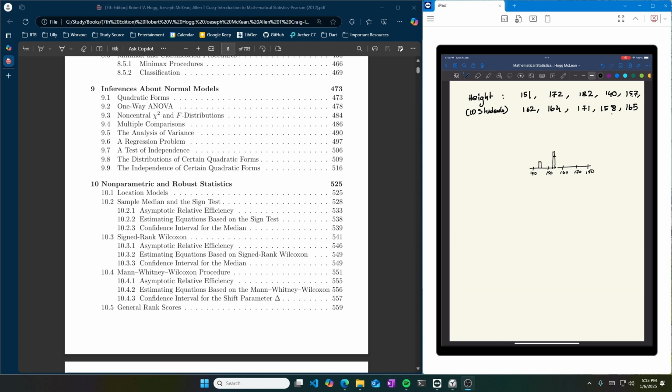Pardon my graphing skills. Between 160 and 170 we see 3 also here. Then from 170 to 180, I think we see 2. And above 180, I think we only see 1.